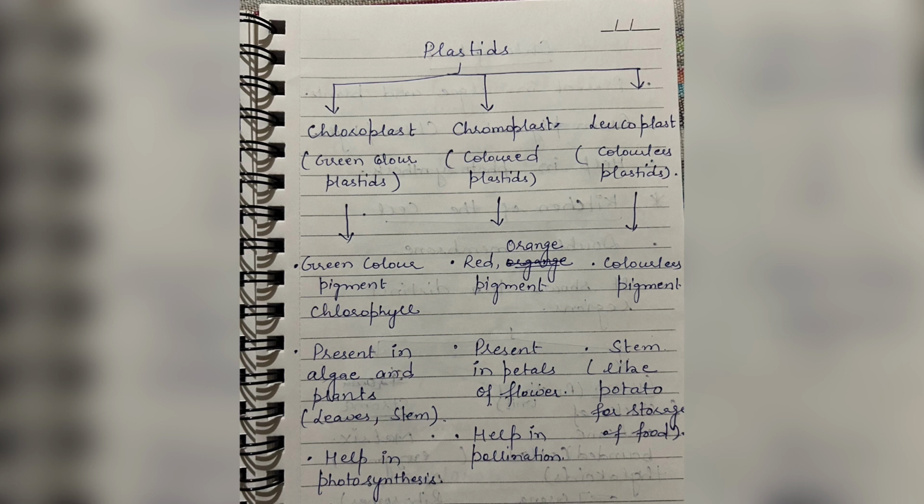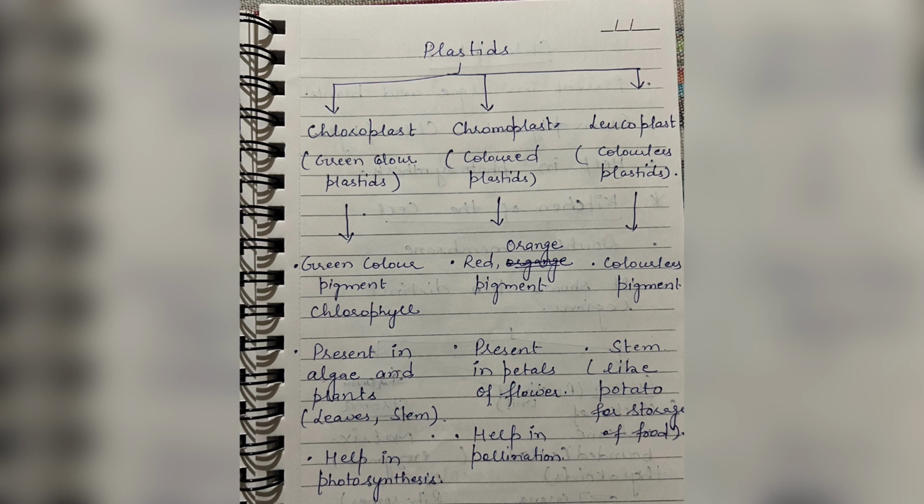The chloroplast has a green color pigment, that is chlorophyll, so we can say this is the green color plastid. And chromoplast is a colorful plastid which gives color to the petals of the plant, to the fruits, and to the flowers. Then leucoplast is the colorless plastid which helps in the storage of food only, nothing else. The main function of leucoplast is storage.